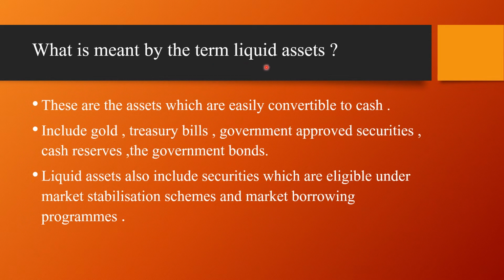Now, I use the term liquid assets. What is the meaning? These are the assets which are easily convertible to cash. It's very simple. In the case of SLR, they include gold, treasury bills, government approved securities, cash reserves, and the government bonds. When we discuss cash reserve ratio, we focus that the cash has to be kept of this percentage. Here in SLR, cash is not mandatory. The liquid asset term will include gold, treasury bills, government approved securities, government bonds, and the cash reserves.